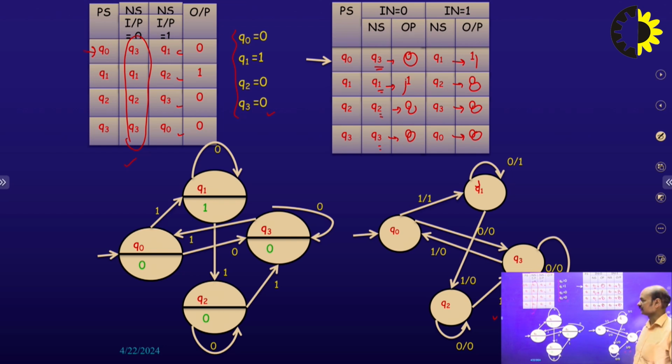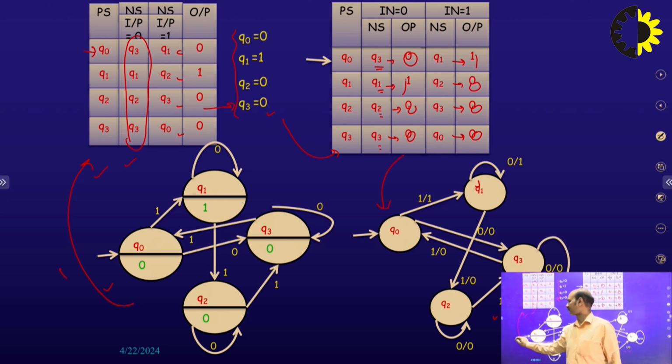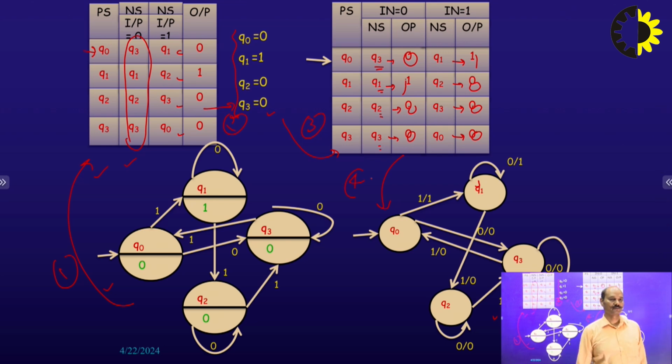In the AKTU examination, either you have the table or you have the diagram. If you have the diagram, you first convert this particular diagram into the table, then you extract outputs and then redraw the table of Mealy machine, then convert that particular Mealy machine table into the transition diagram. This is step number 1, this is step number 2, then step number 3, then finally step number 4. In total 4 steps, you convert the Moore machine into the Mealy machine.